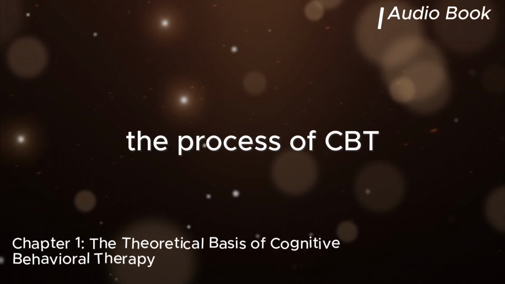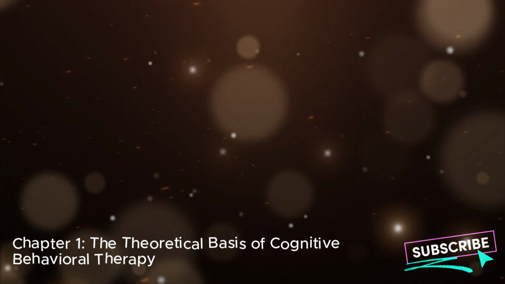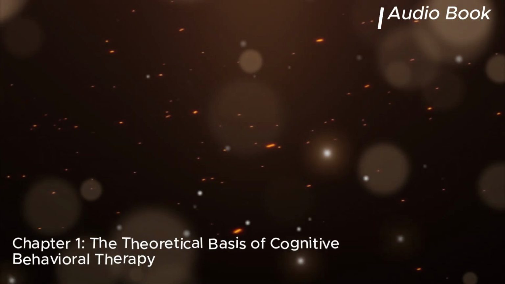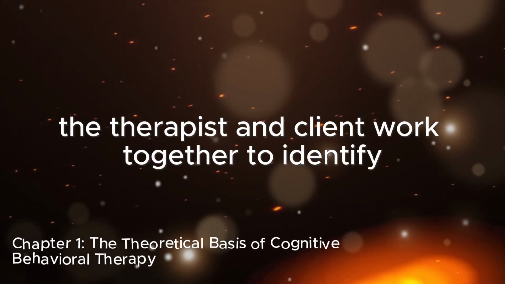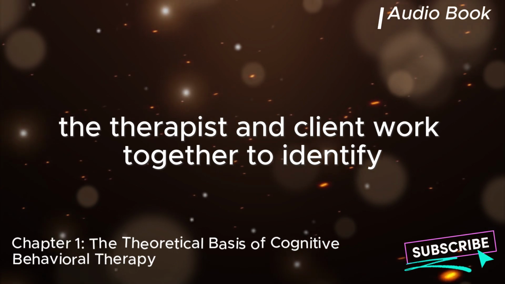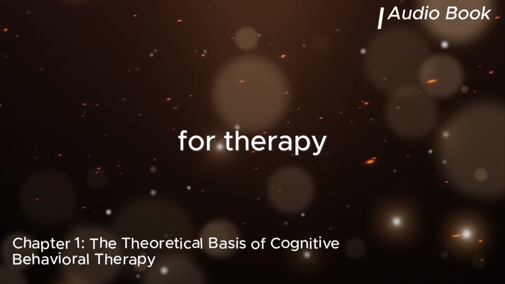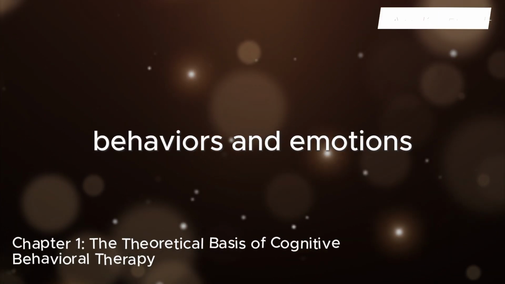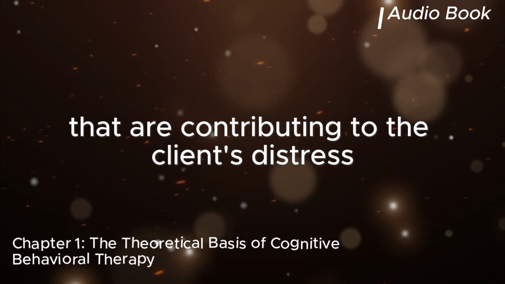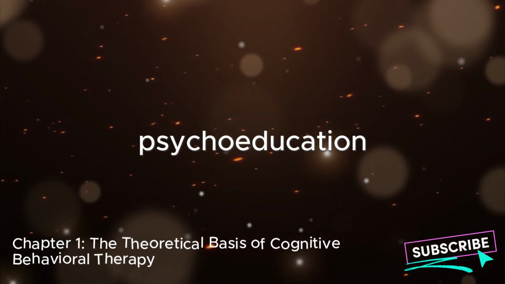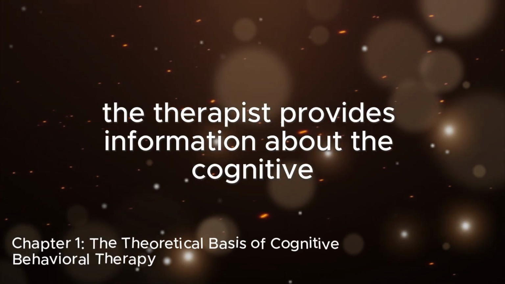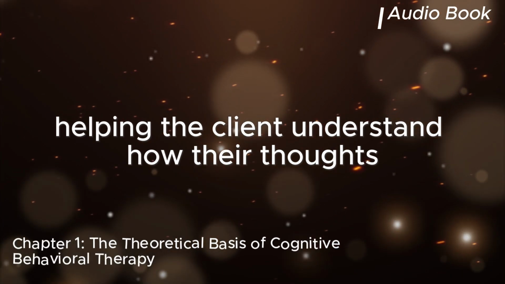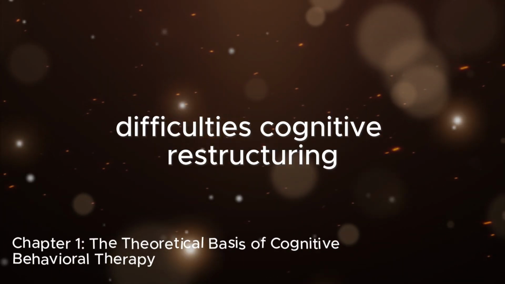2. The process of CBT. The process of CBT typically involves several key steps. Assessment. The therapist and client work together to identify the specific problems and goals for therapy. This includes identifying negative thought patterns, behaviors, and emotions that are contributing to the client's distress. Psychoeducation. The therapist provides information about the cognitive and behavioral models, helping the client understand how their thoughts and behaviors are contributing to their emotional difficulties.